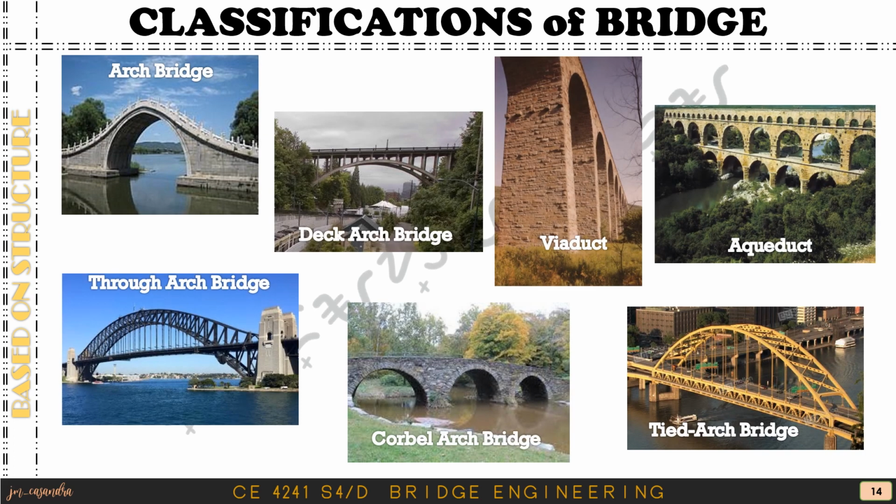So these are examples of arc bridges. This is an arc bridge, a deck arc bridge. This is a viaduct, aqueduct. This is a tied arc bridge, corbel arc bridge, and a through arc bridge. Some of these bridges would also fall onto different classifications of bridges, such as the through arc bridge, the deck arc, and the tied arc bridge.